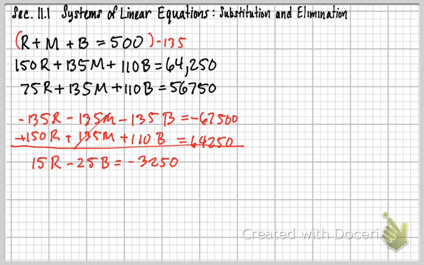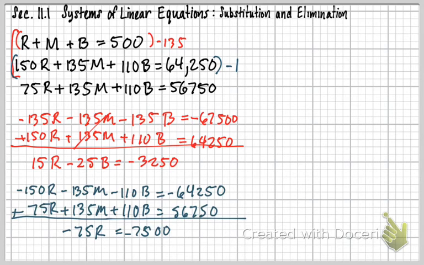Now what I'm going to do is do the second two, because remember the first one I did, the first two, to get that 15R minus 25B equals negative 3250. Now I'm going to do the second and the third one. And I'm going to have to multiply only the top by a negative 1, so I can get away with that. And that's going to make my M's opposites. Okay, so I'm going to go through with that.